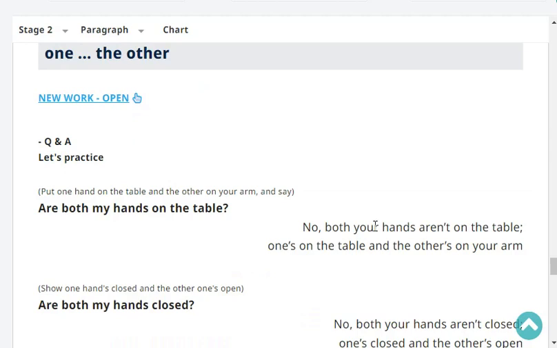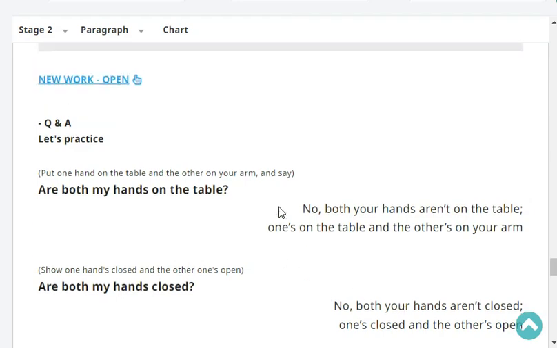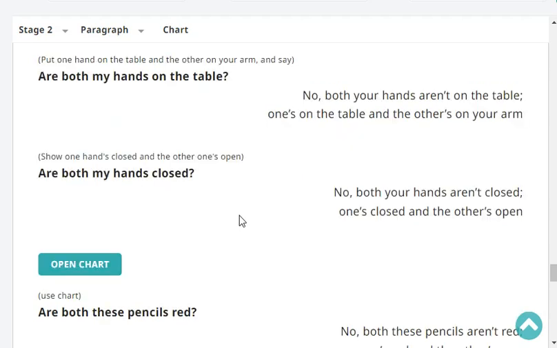Very good. One, the other. Are both your hands on the table? No, both my hands are not on the table. One's on the table and the other's on my arm. Are both your hands closed? No, both my hands are not closed. One's closed and the other's open. Very good.